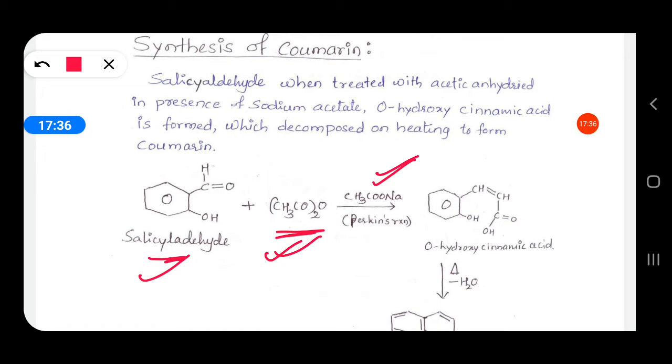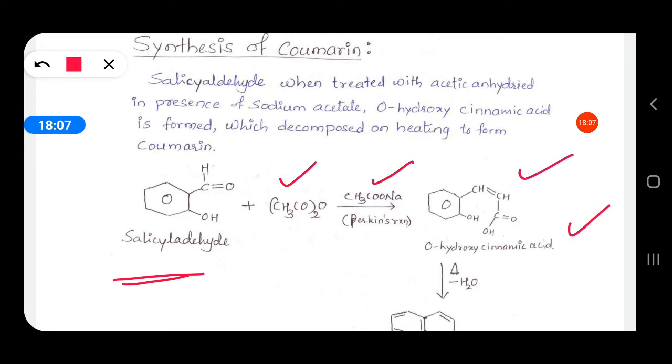In presence of acetic anhydride, the aromatic aldehyde, for example salicylaldehyde, reacts with acetic anhydride in presence of the salt of acetic acid, that is sodium acetate, and it gives orthohydroxycinnamic acid, that is, alpha beta unsaturated acids are obtained. So this reaction is called Perkin's reaction, that we already studied. So here the Perkin reaction is applied.